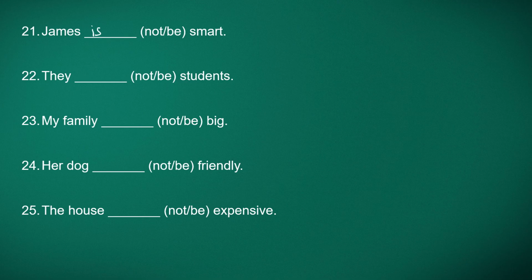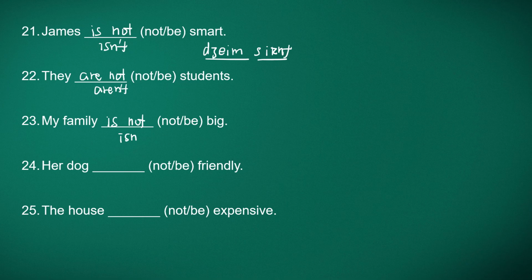James is not smart. James isn't smart. They are not. They aren't students. My family is not. My family isn't big. Her dog is not. Her dog isn't friendly.